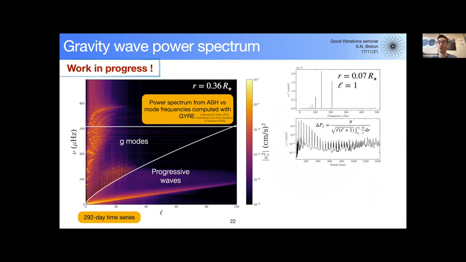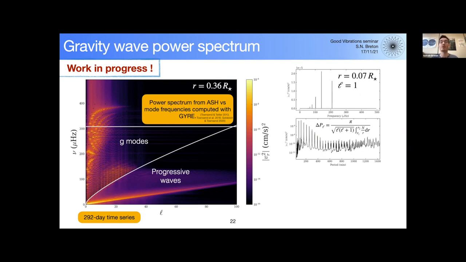If you compute time series with the simulation, you can also compute the power spectrum of your gravity waves. It's interesting to develop it on the spherical harmonics in order to see which modes are excited for each degree. When computing the spectrum, we see two main regions. At low frequency or high degrees, we only have progressive waves. Due to the radiative damping, they are not able to form standing modes. At higher frequency and lower degree, we see clearly the pattern of gravity modes.